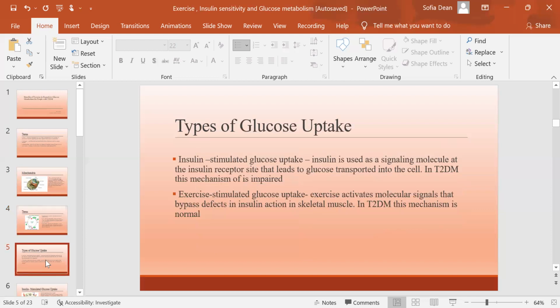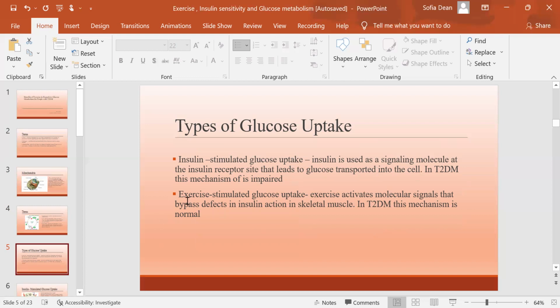Types of glucose uptake. We have insulin-stimulated glucose uptake. Insulin is used as a signal molecule at the insulin receptor site that leads to glucose transportation into the cell. And with people with type 2 diabetes, this mechanism is impaired.